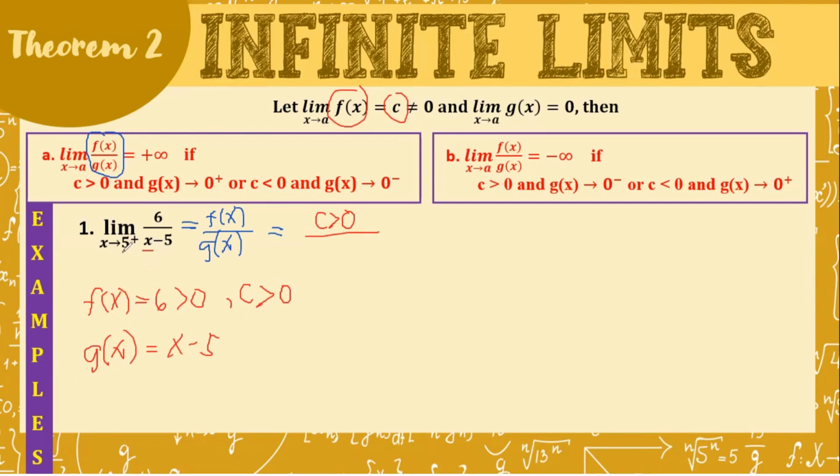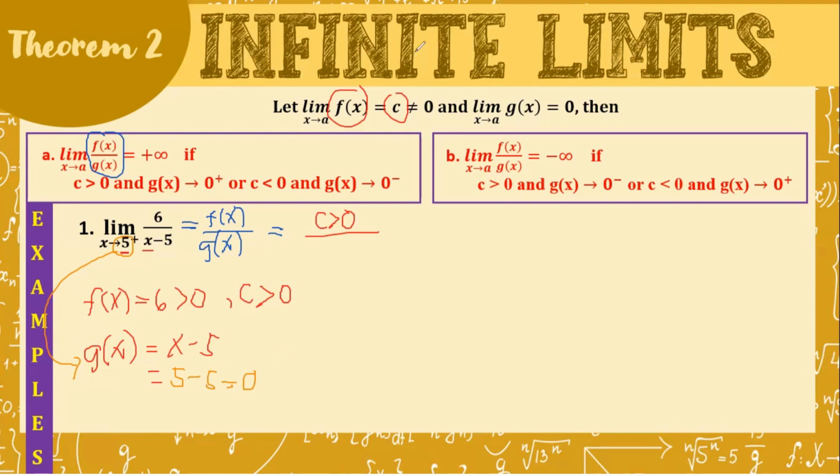If we will substitute the value of our approach, which is 5, di ba? The approach is 5. Okay? Tingnan ulit natin ng mabuti. The approach here is 5. So, kung isa-substitute natin yung approach dito sa x, which is 5 minus 5, ano yung magiging result? 0. So, kung 0 dito, ano yung mangyayari sa function natin? Magiging undefined. So, hindi pwedeng gamitin si 5.